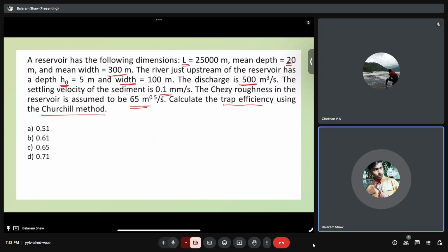Okay, so in Churchill method, the first thing that we need to calculate is the sedimentation index, right? So how do you calculate the sedimentation index? That is C by I square by L, right? So L we have, L is 25,000 meter, correct? C is the capacity, and how will we calculate the capacity?